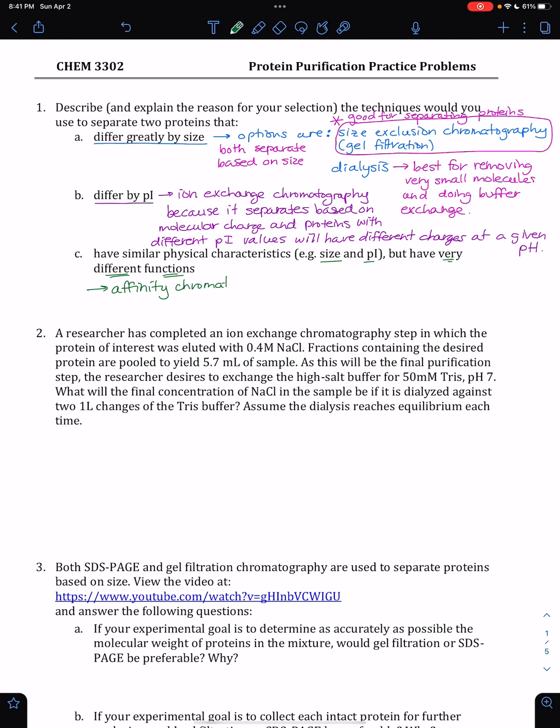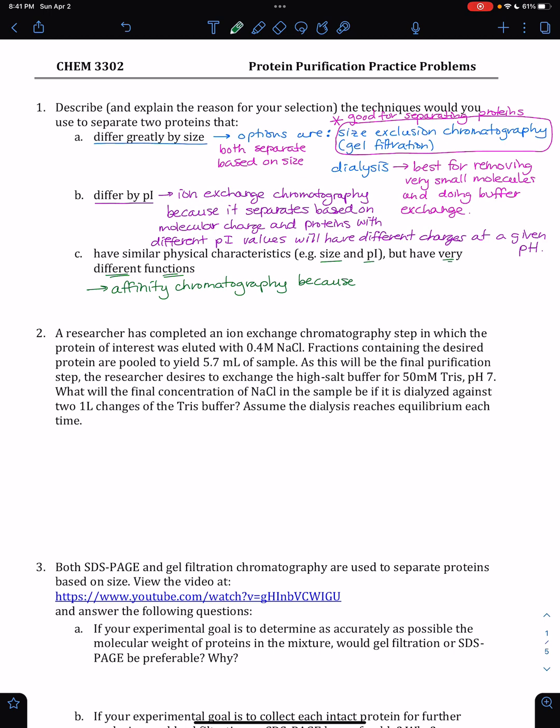Okay, so affinity chromatography, because it separates based on a specific interaction between a small molecule or a small protein that's attached to the column and the protein that you want to purify. So it's related to the function of the protein in that the column has a specific binding partner for your molecule of interest on there.